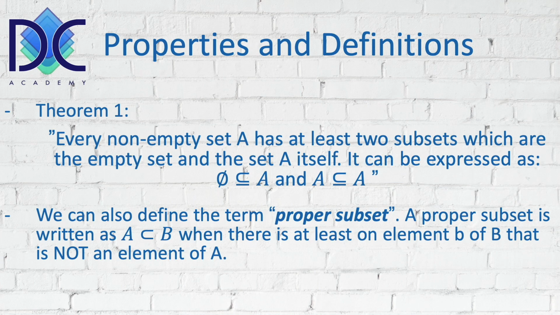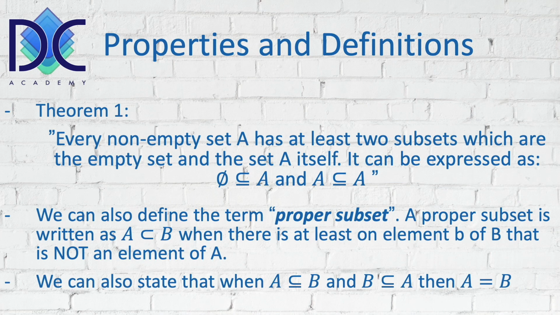Like the example we had before, where we had the natural numbers, the odd natural numbers, and the natural numbers up to 10. In that case, the odd natural numbers are in fact a proper subset of the natural numbers up to 10. Now, another thing we can deduce from this: when A is a subset of B and B is a subset of A, they're not proper subsets, they are normal subsets, then we can say that the two sets are equal to each other.